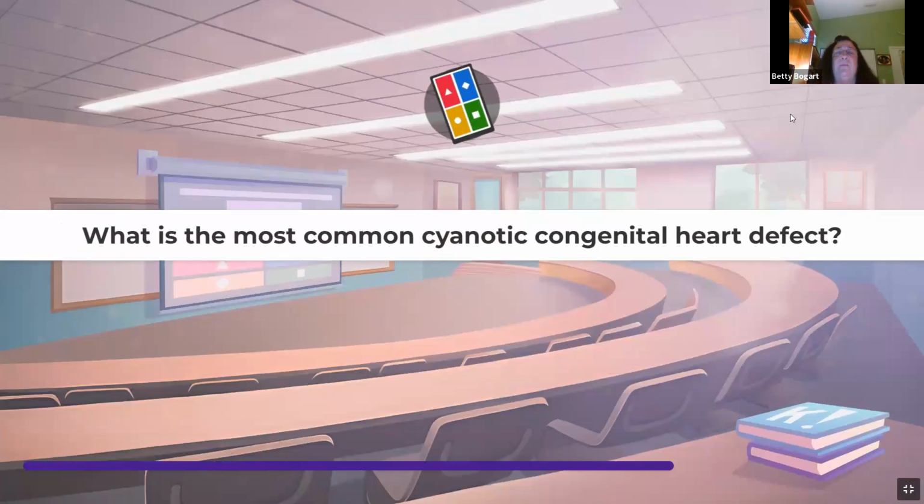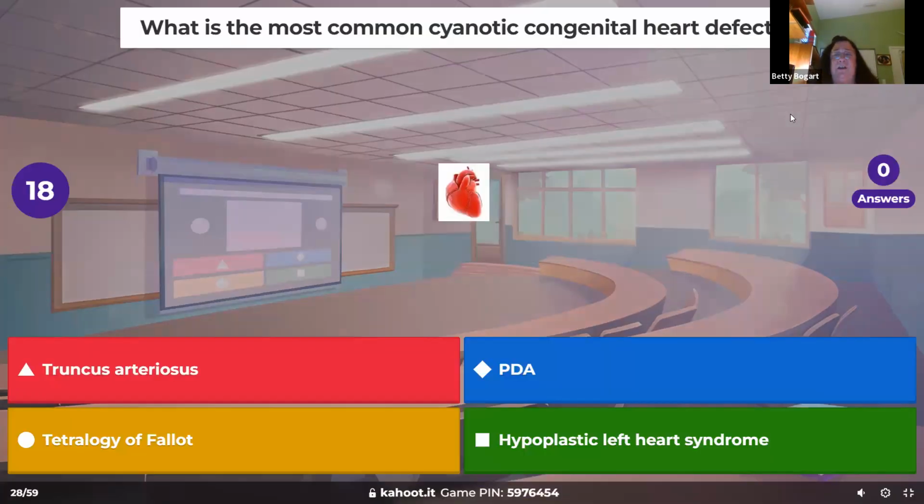What is the most common cyanotic congenital heart defect? And it's the one you have to know. Most common. We see a lot of them.